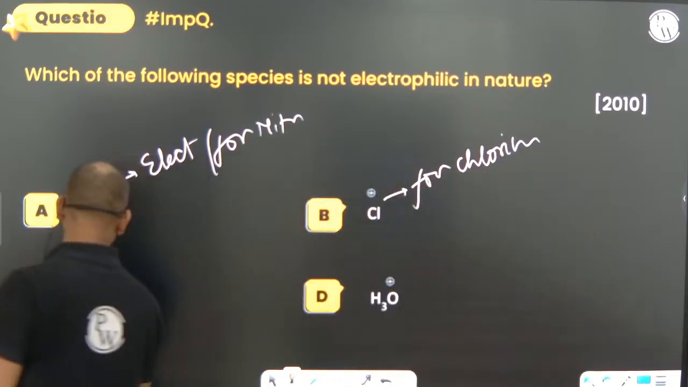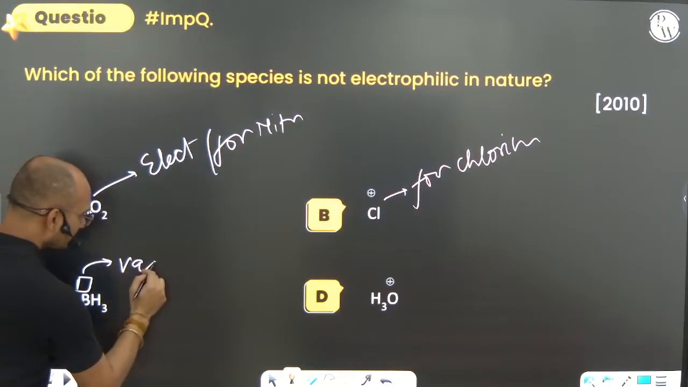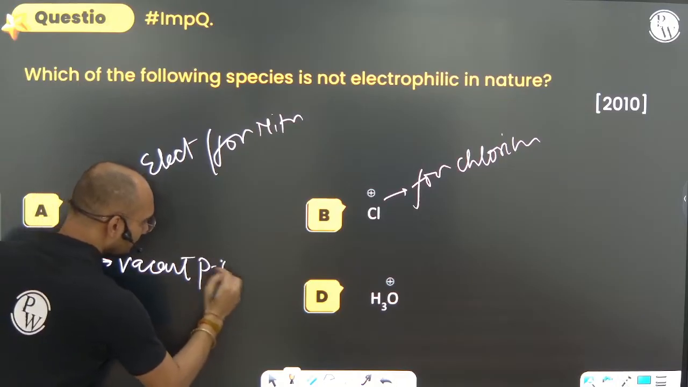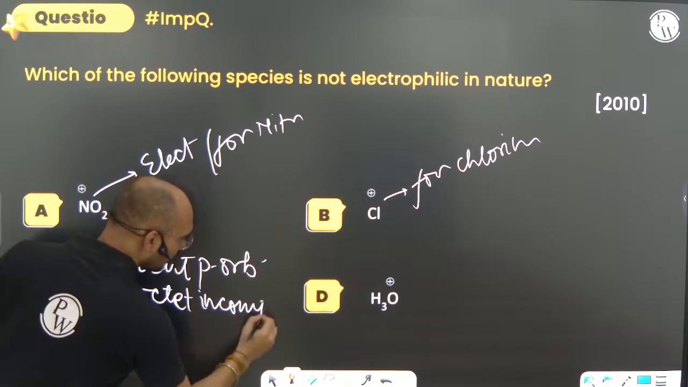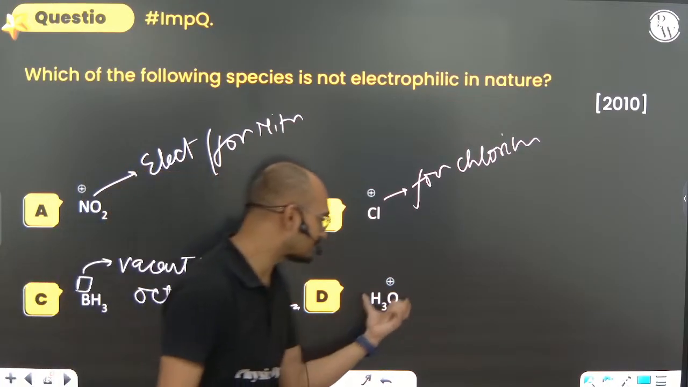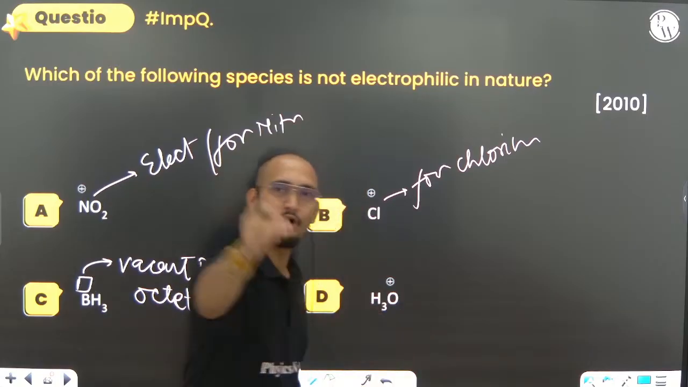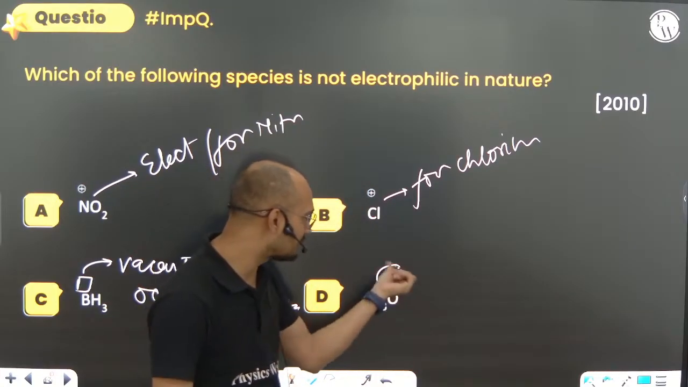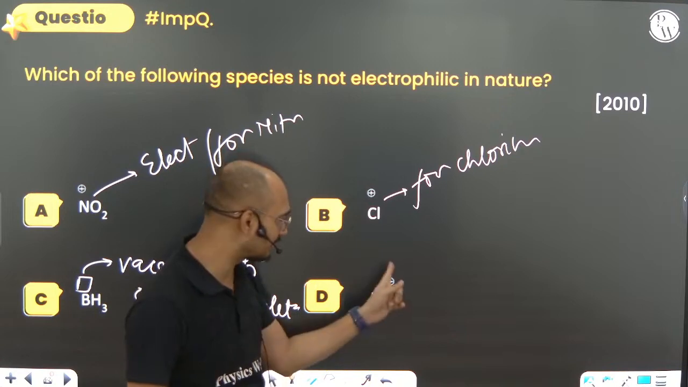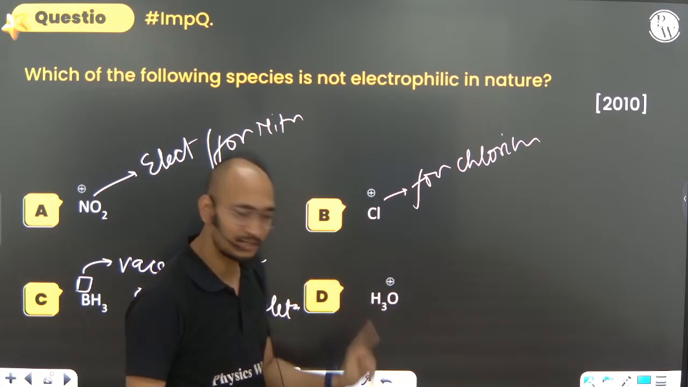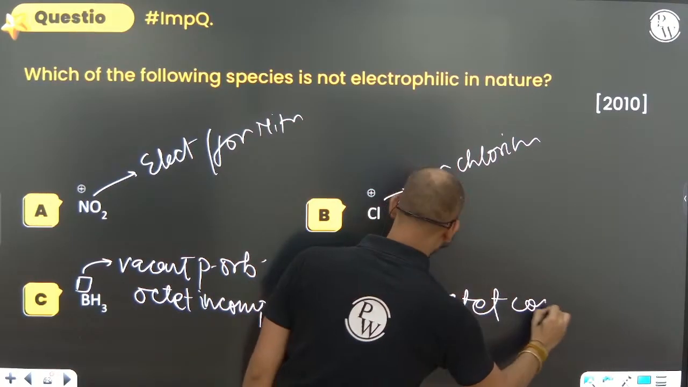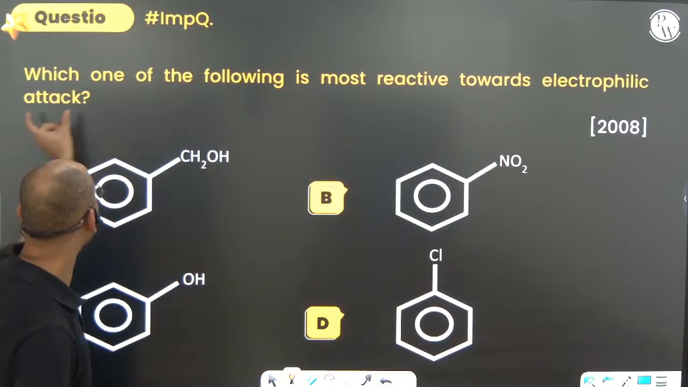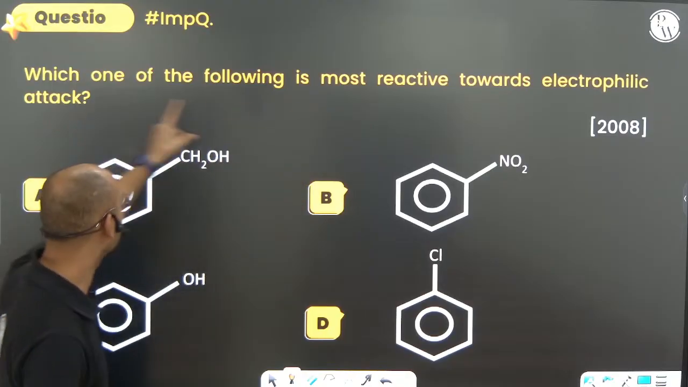BH3, can you see boron has the vacant p orbital? Can you see? And octet incomplete. What about H3O plus? Can you see? Oxygen is here. Octet is complete. Even though it is positively charged, do not go into the trap. It is positively charged, but it is not the electrophile. Why? Because octet complete.